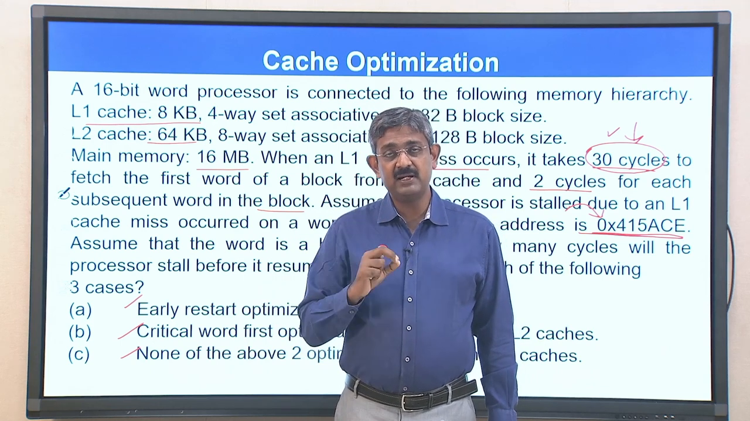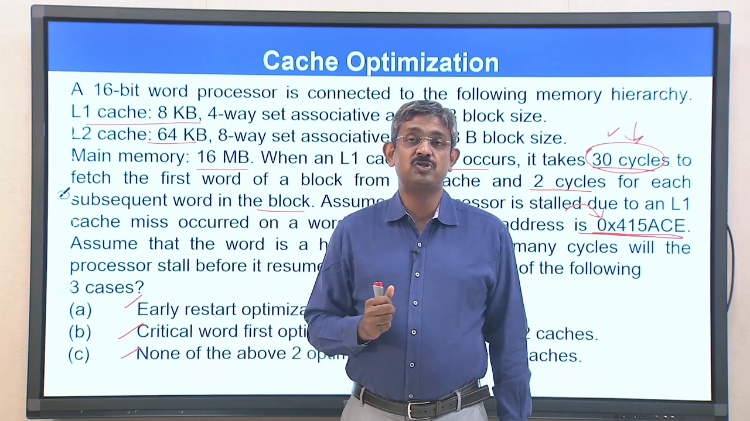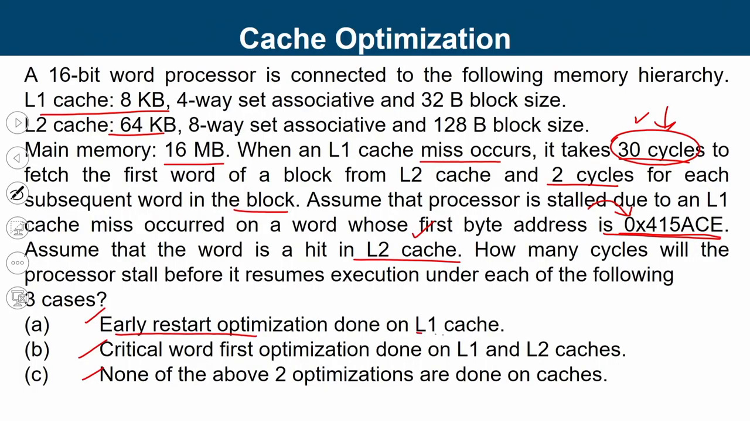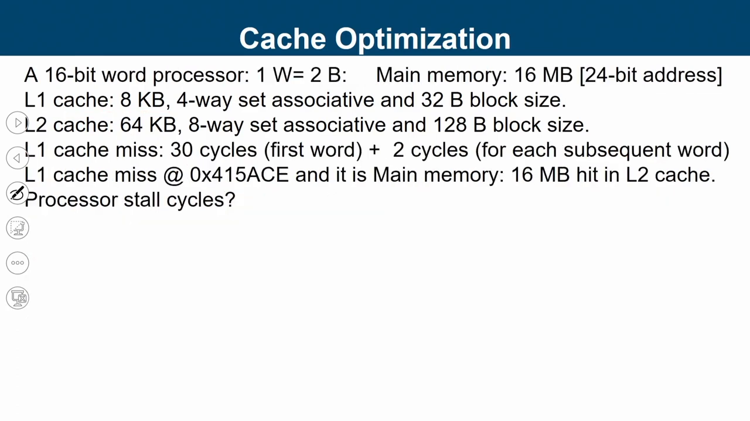There are three different cases in which we have to compute the processor stall time. What are these three? The first one is an early restart optimization done only on an L1 cache, a critical word first optimization done on the L1 cache as well as the L2 cache, and none of the optimizations done. Let us try to attack this problem. So, a 16-bit word processor is being given. So, one word is nothing but 2 bytes, 16-bit is 2 bytes. I am talking about a main memory of 16 MB, that is, 24-bit addressability is what the processor has. Now, L1 cache is 8 KB, 4-way associative, 32-byte block. L2 cache is 64 KB, 8-way, 128-byte block.